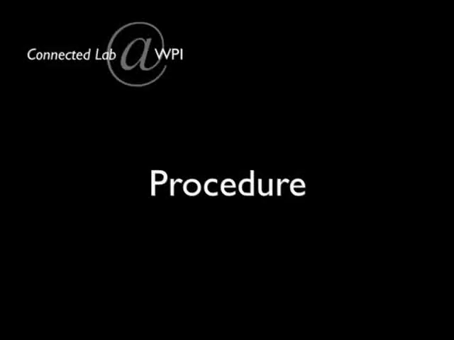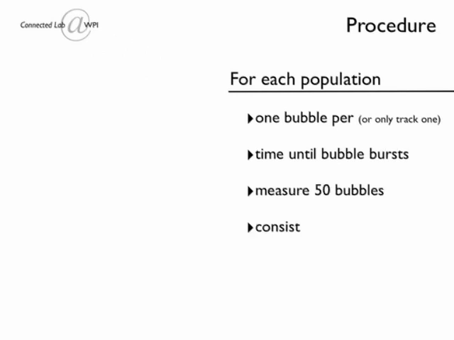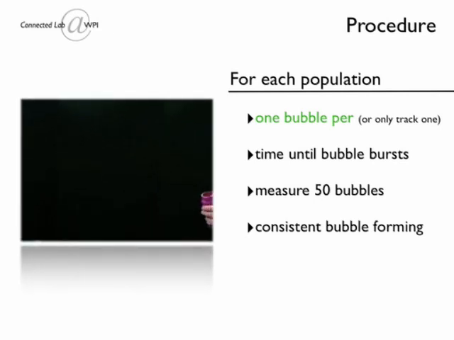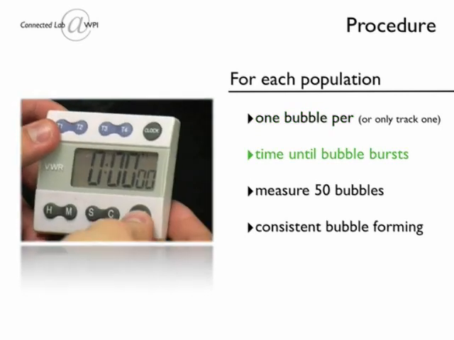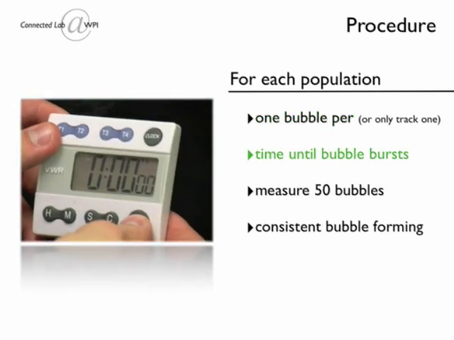Section 2. Procedure. For each of the three populations, follow the following procedure. Practice blowing a few bubbles first. Try to generate only one bubble at a time. If you produce multiple bubbles, then only keep track of one. Begin timing as soon as the bubble is free of the bubble-blowing wand, until the bubble bursts.